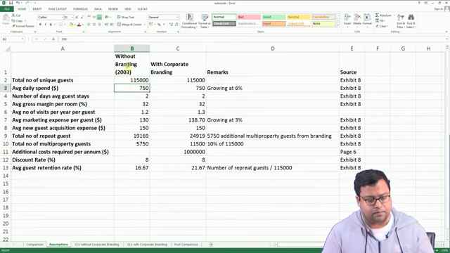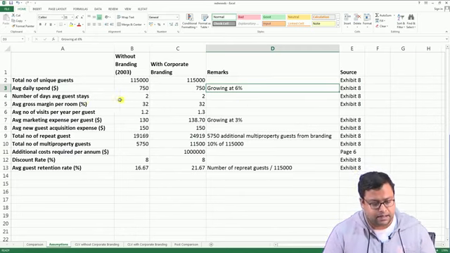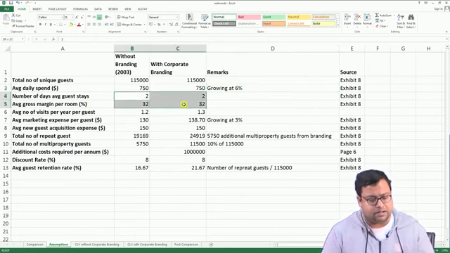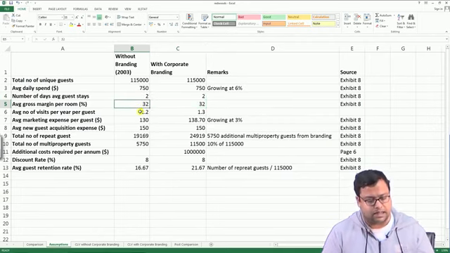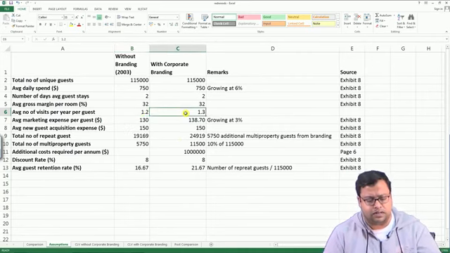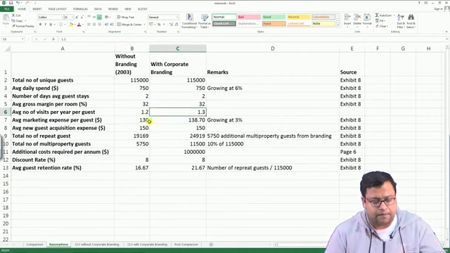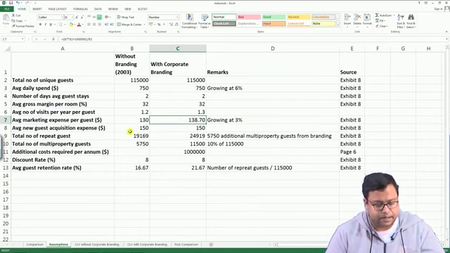Average daily spend, with branding and without branding, was both 750, but with corporate branding it was growing at a 6% rate. The average number of stays is 2 days, and the average gross margin is 32% in both cases. The average number of visits per year per guest, because cross branding will increase the number of visits a little bit, is 1.2, and it has gone up to 1.3. Average marketing expense is much higher in the case of corporate branding.